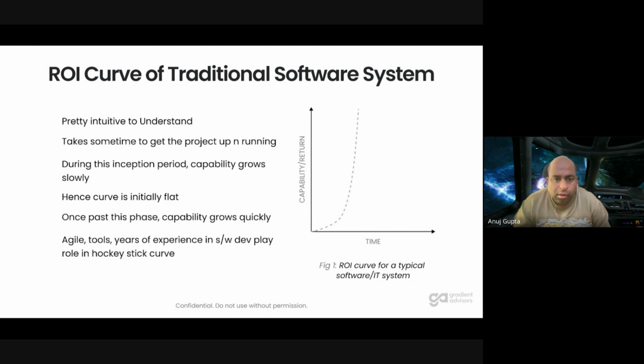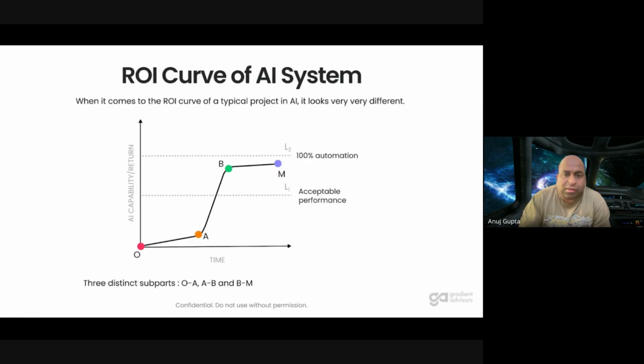Okay. Now, any guesses what the ROI curve in AI will look like? Would it look the same, or is it going to look very, very different? Okay. So it turns out that the ROI curve for AI systems looks very, very different.